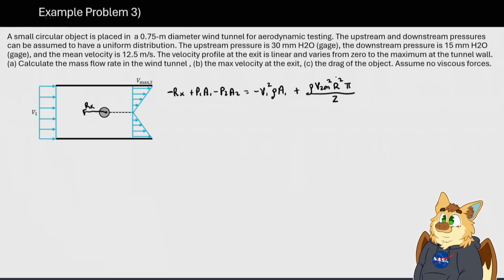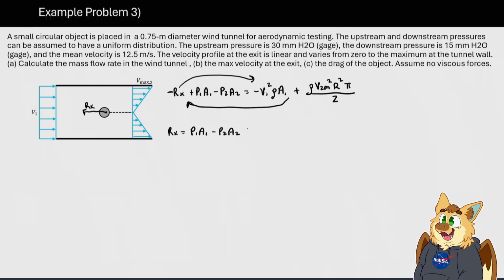Okay, so let's solve for Rx. We can put Rx to the other side and just move these terms over here, a swap of signs. So we have Rx is equal to P1A1 minus P2A2 plus V1 squared rho A1 minus rho V2m squared R squared pi divided by 2. Oh my goodness, we're almost there. Okay, so that's our final form here.